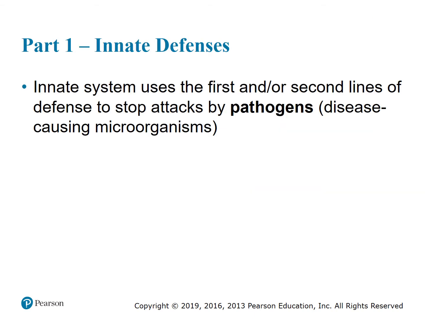Part 1, innate defenses. Okay, so the innate system uses the first and/or second lines of defense to stop attacks by pathogens. Pathogens are disease-causing microorganisms. So it could be a virus, it could be a bacteria, it could be protists, it can be fungus. So you'll see more specifically in microbiology what the organisms are.